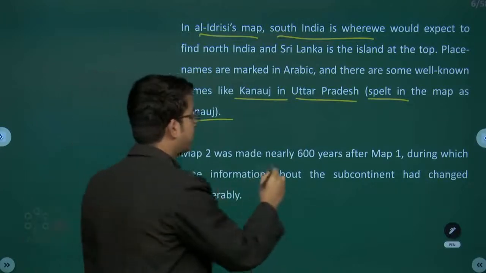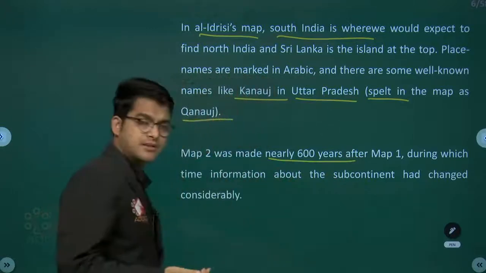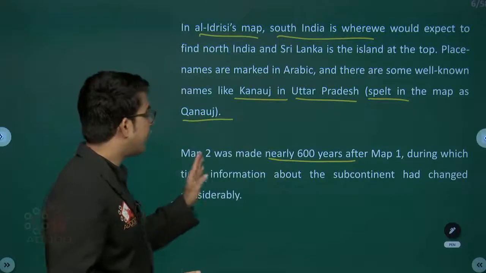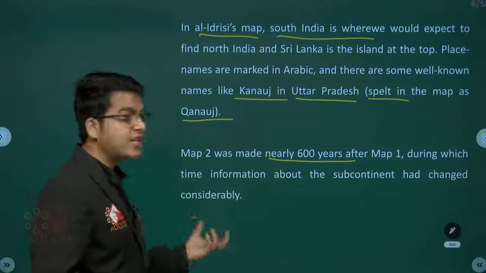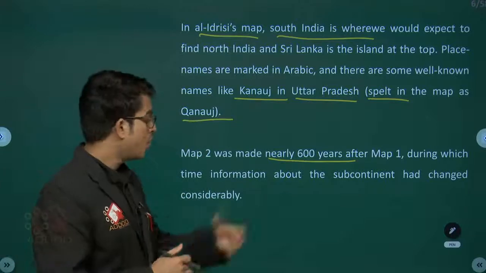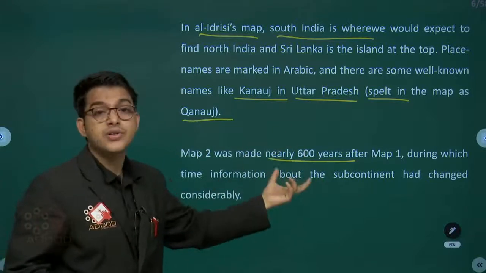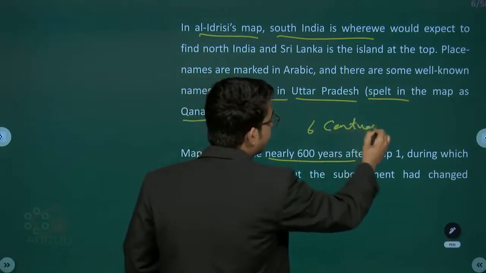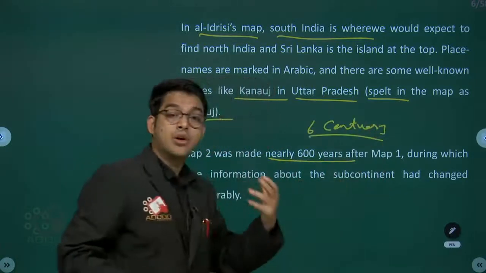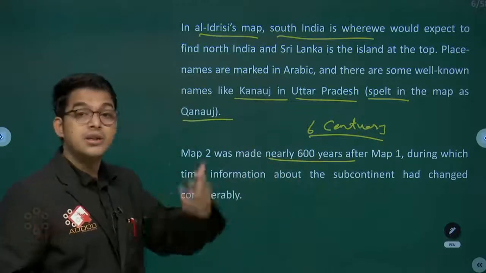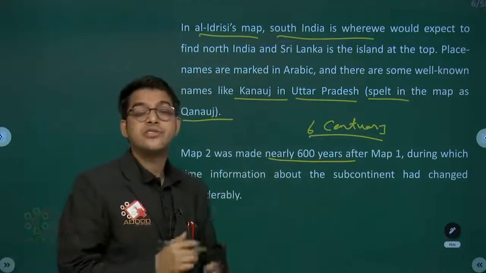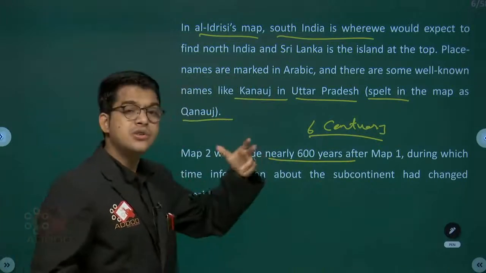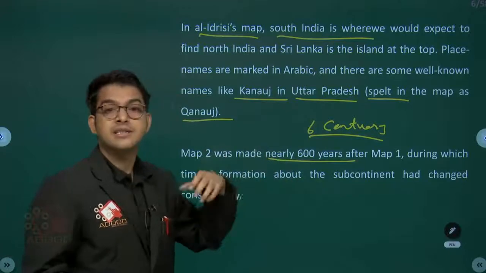Map 2 was made nearly 600 years after map 1, during which time information about the subcontinent had changed considerably. Obviously, 600 years we are talking about, means 6 centuries. It is not 6 years, we are talking about 6 centuries. In that time, the entire thing totally changes. Sometimes even in 2, 3, 4 decades, something changes.